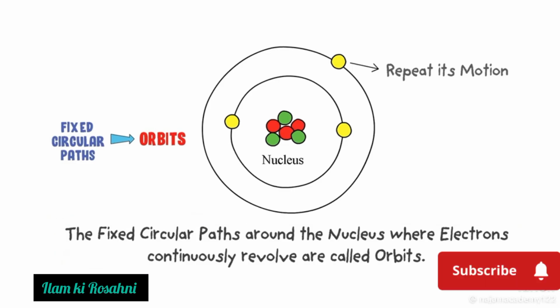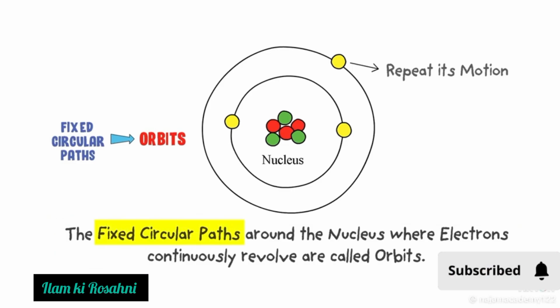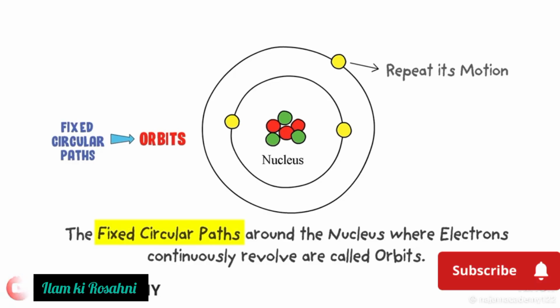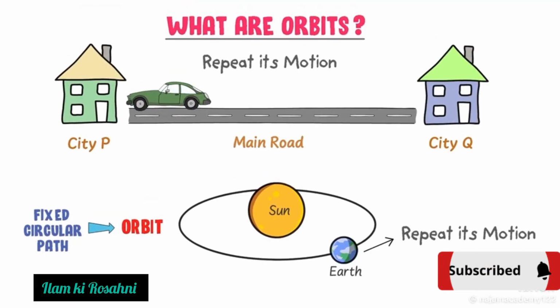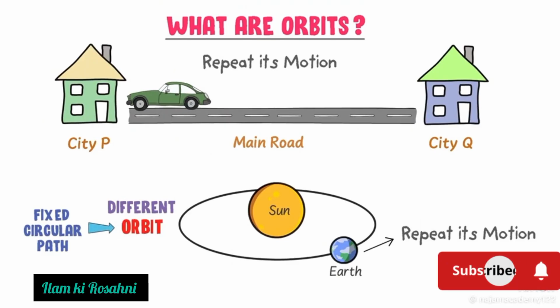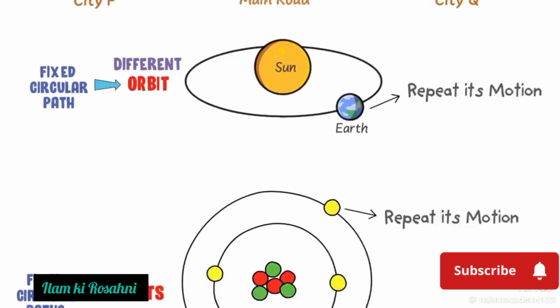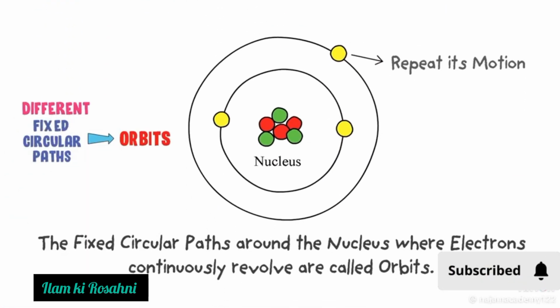Here, let me highlight the fixed circular paths. So note it down that orbits are fixed circular paths around the nucleus. Now we know that in the solar system, there are different circular paths or orbits. For example, every planet like the Earth revolves in its own orbit and never goes from one orbit to another. Similarly, there are different circular paths or orbits around the nucleus on which electrons revolve.